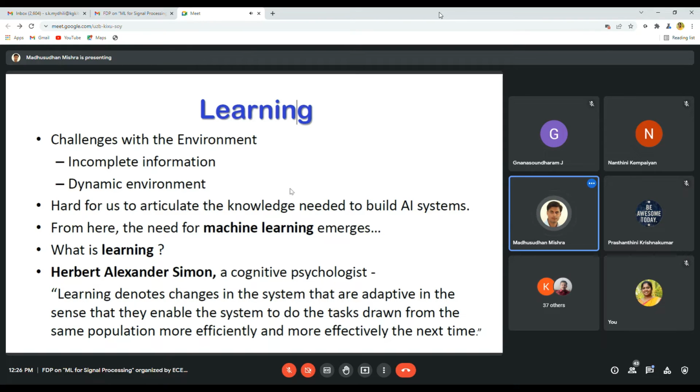For example, if we show a small cow to a child, and then after some time he sees a very big cow, then also he will be able to know that okay, this is the cow. So basically this learning denotes changes in the system that are adaptive, or even if only some part of that cow is shown, then he will be able to say that okay, this is the cow.